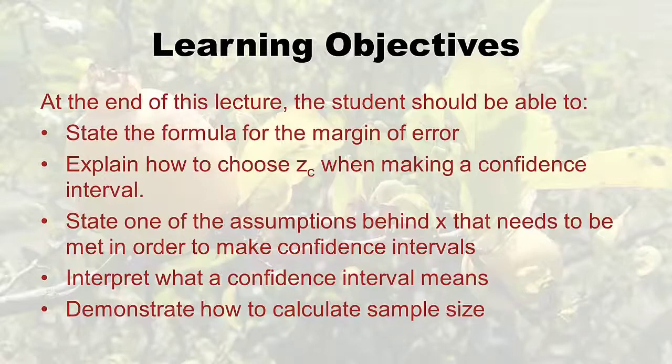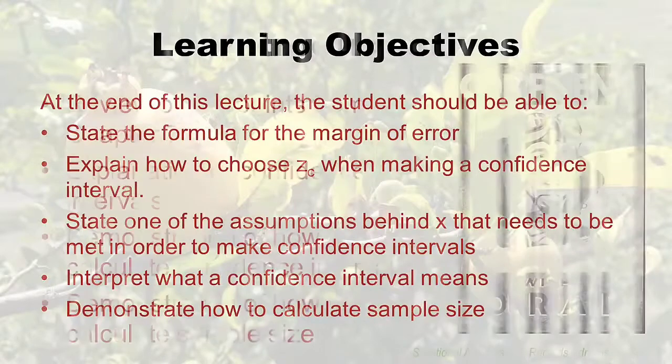At the end of this lecture, you should be able to state the formula for the margin of error. You should be able to explain how to choose Z sub C, that's how you pronounce that, Z sub C, when making a confidence interval. You should be able to state one of the assumptions behind X that needs to be met in order to make confidence intervals. You should be able to interpret what a confidence interval means. And finally, you should be able to demonstrate how to calculate sample size.